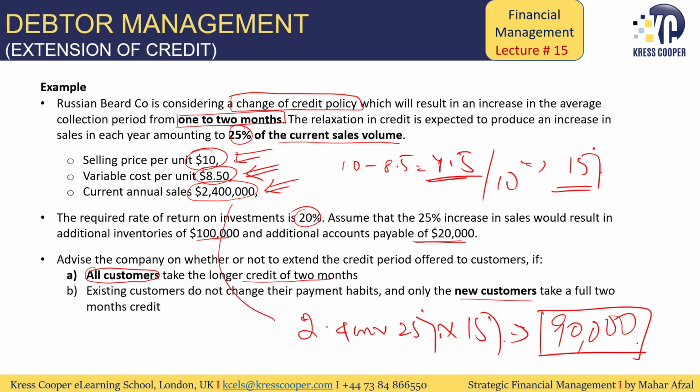If we are extending the collection period from 1 to 2 months, there will be a 90,000 increase in contribution on an annual basis. So what will be the related cost? The related cost will be the increase in debtors, the increase in inventory, and the increase in accounts payable. So we'll see what the impact on working capital will be.